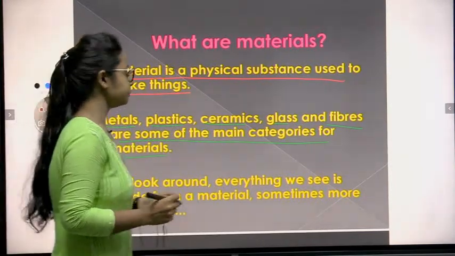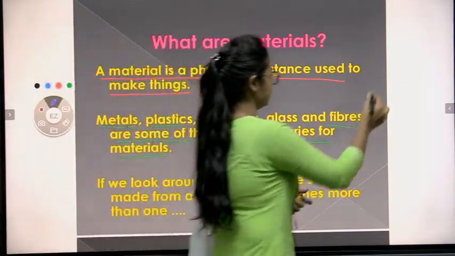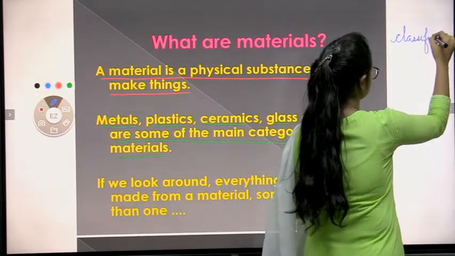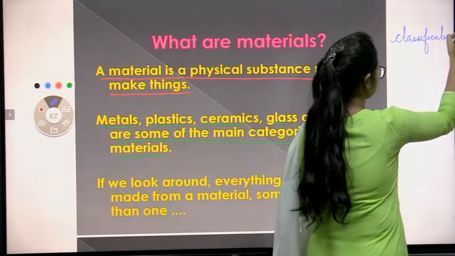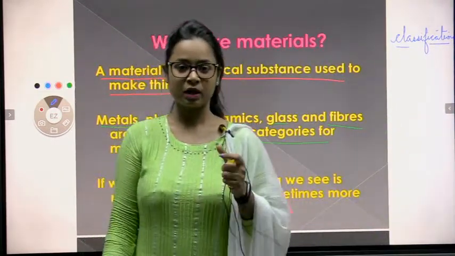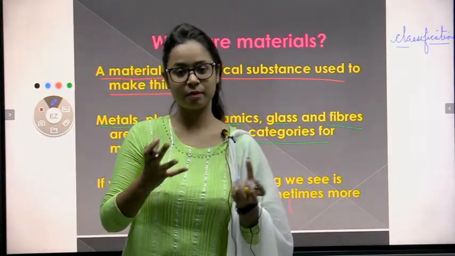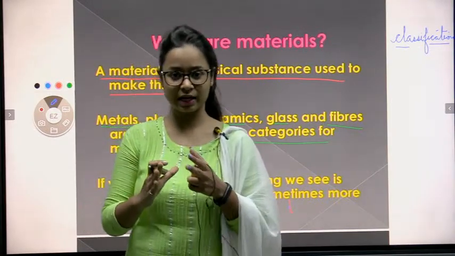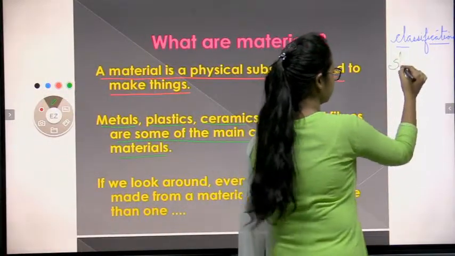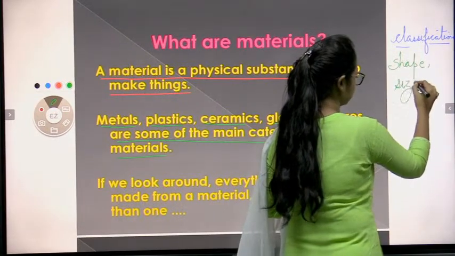Clear? Now next is classification. Okay, how do you classify things? How can you classify things? For example, I've given you a bundle of toffees and a bundle of chocolates. How can you easily classify them? According to their shape, according to their size.